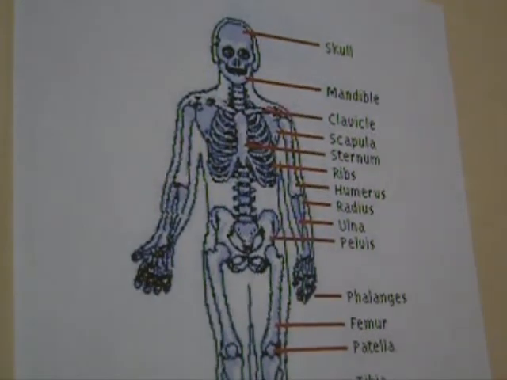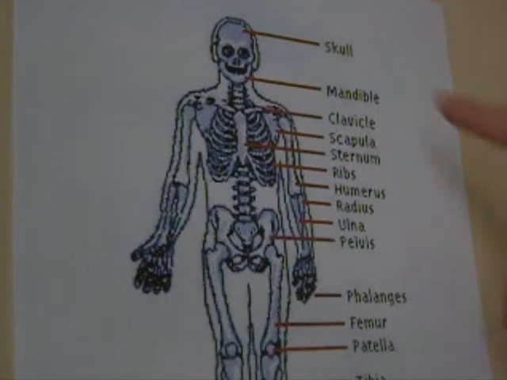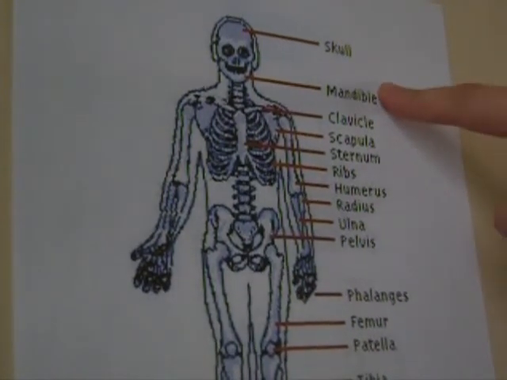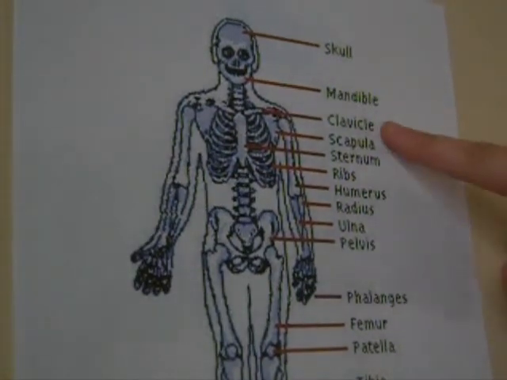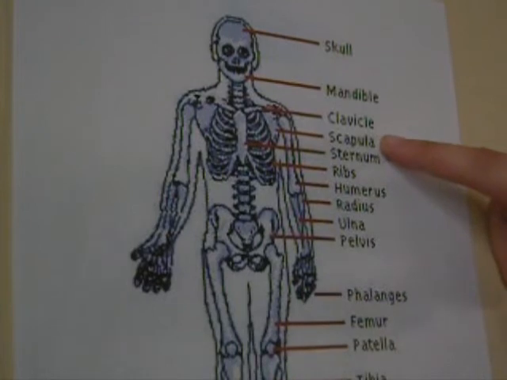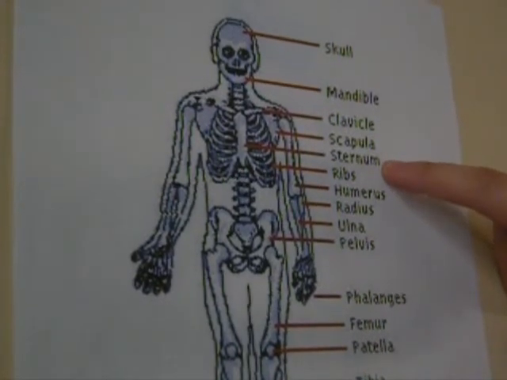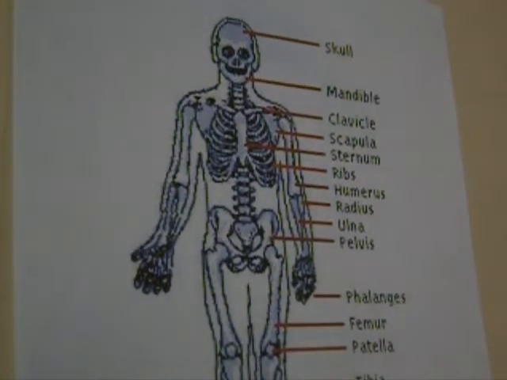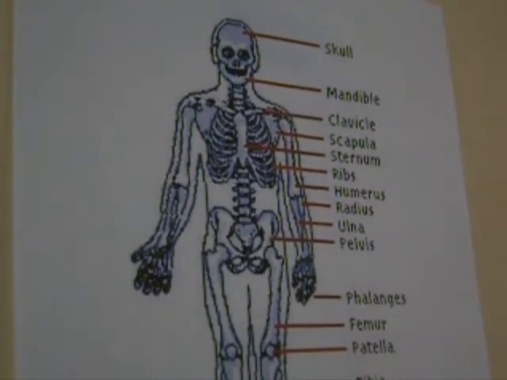Some important bones are the skull, which protects the brain, the mandible, which is the jaw, the clavicle, or the collarbone, the scapula, or the shoulder blades, the sternum, the ribs, the humerus, radius, ulna, the phalanges in the fingers, and they help with picking things up.